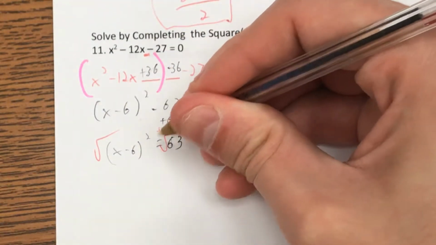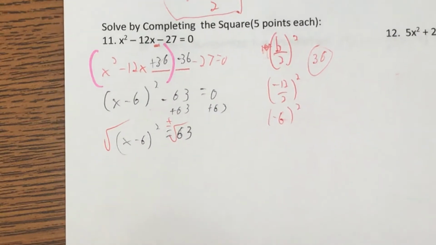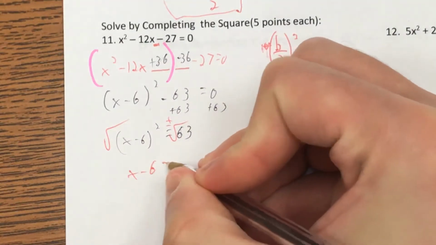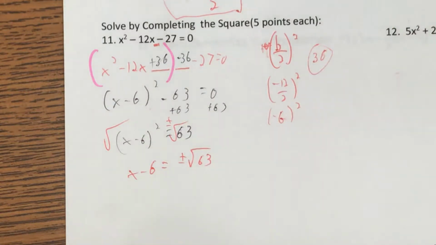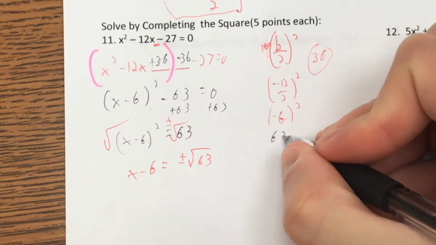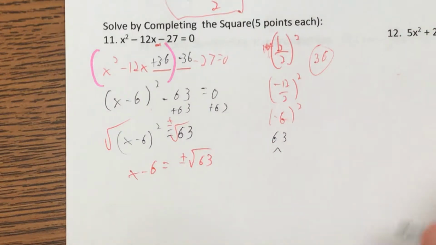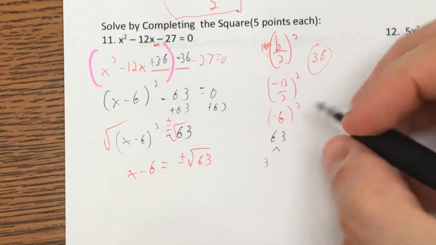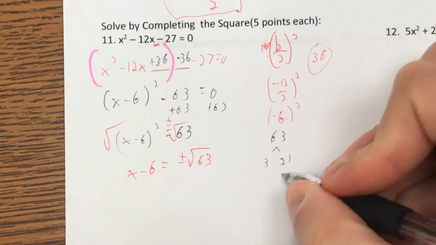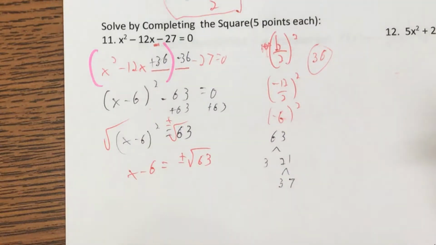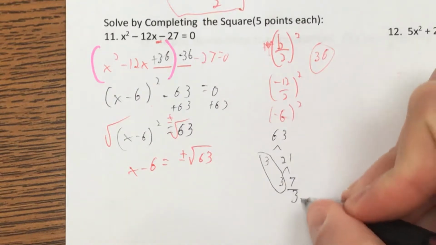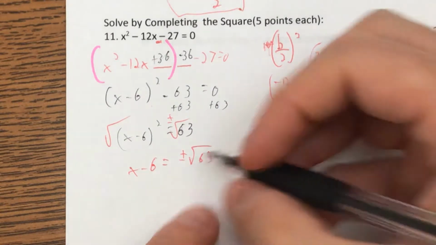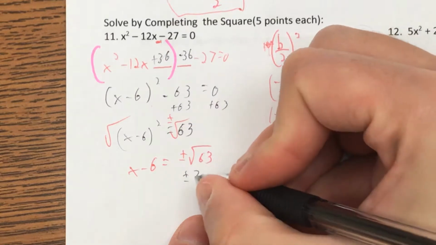To get rid of the square, you would square root both sides, putting the plus or minus in front, as we all know and love. You get x minus 6 equals plus or minus the square root of 63. I will double check over here if you can simplify that or not with a number tree. 3 goes into it 21 times, and that's 3 times 7. So it does simplify because there's a pair of 3's and a leftover 7. So this is going to be plus or minus 3 root 7.